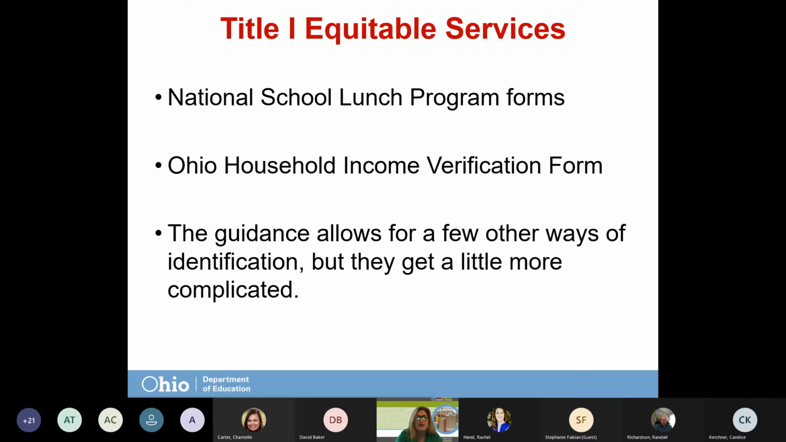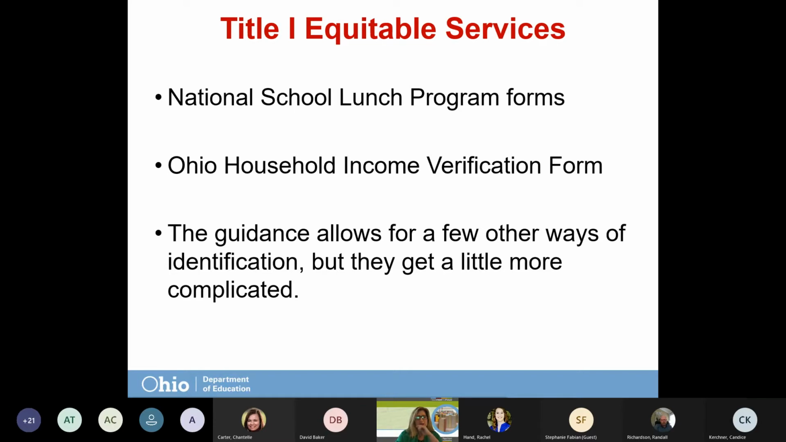The most common way for non-public schools to identify low-income students' status is the National School Lunch Program forms. If the non-public school participates in this program, they'll have forms that have been completed by parents for free or reduced price lunch. Many non-public schools do not participate in this program. For those schools, the Ohio Household Income Verification Form should be used. You can find this form under the User Manuals and Forms tab in the Non-Public Data System, or NPDS.